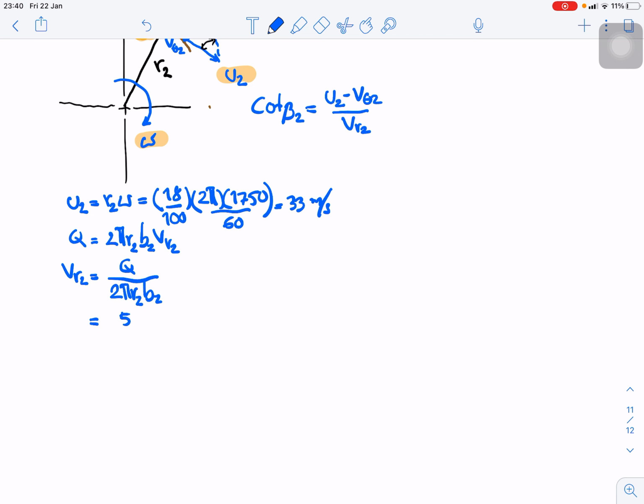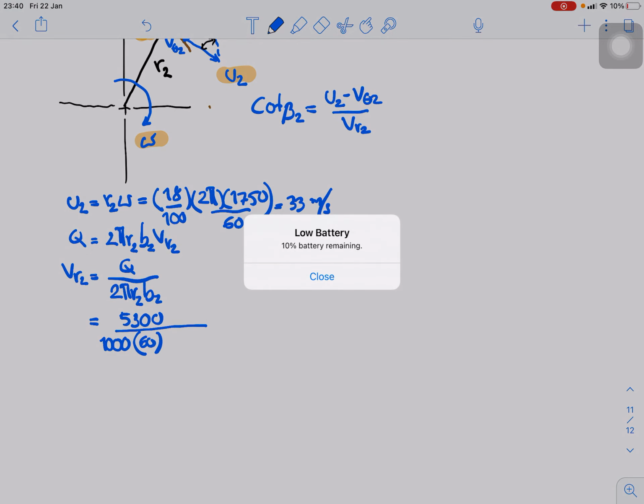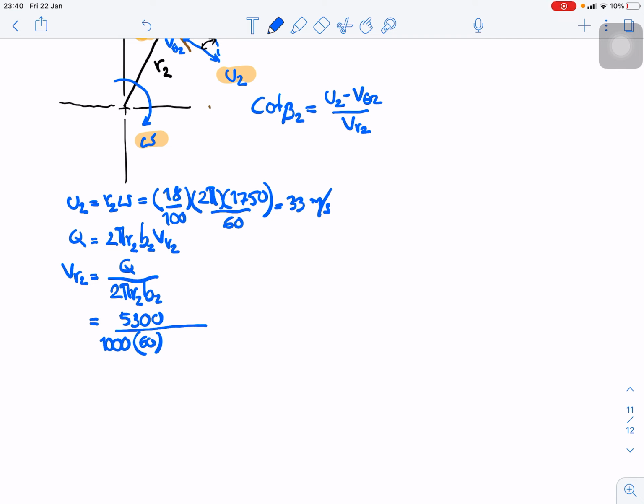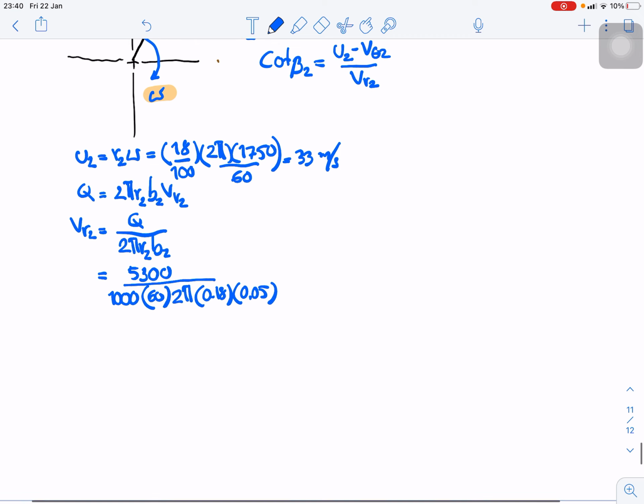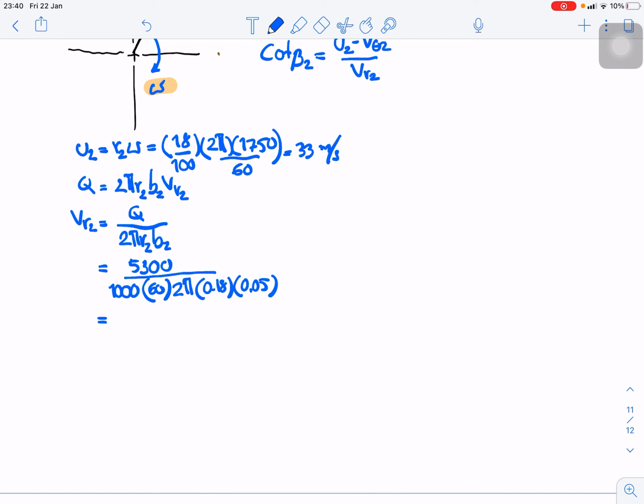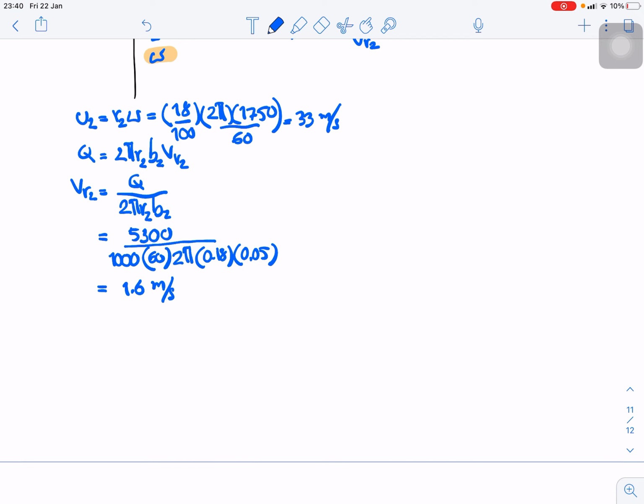We substitute Q, 1,300, converting to cubic meters per second. Okay, so we got VR2 is 1.6 meters per second.